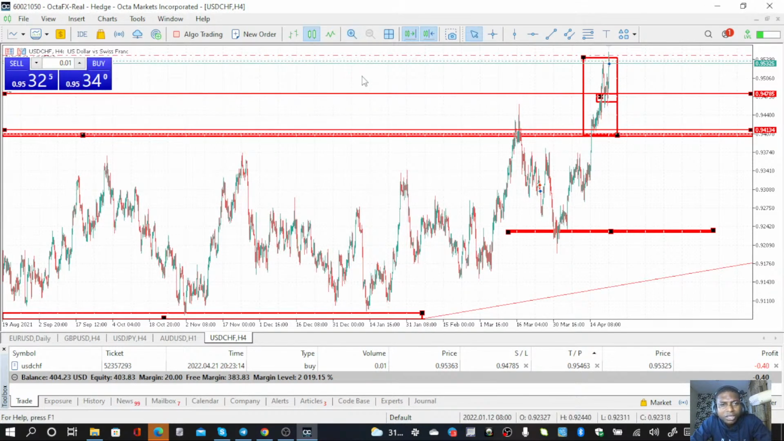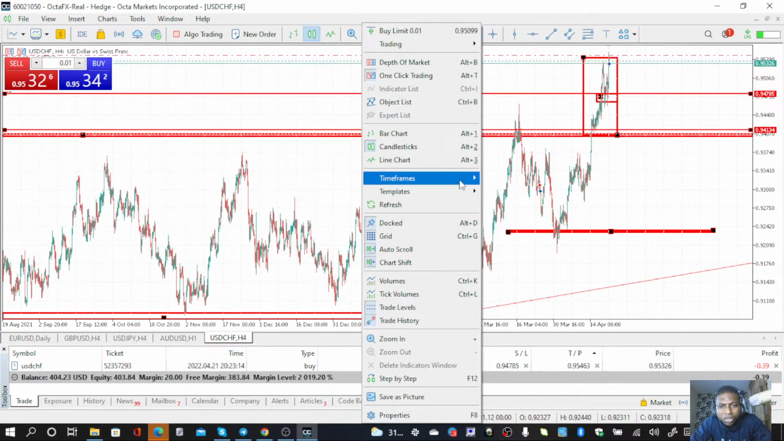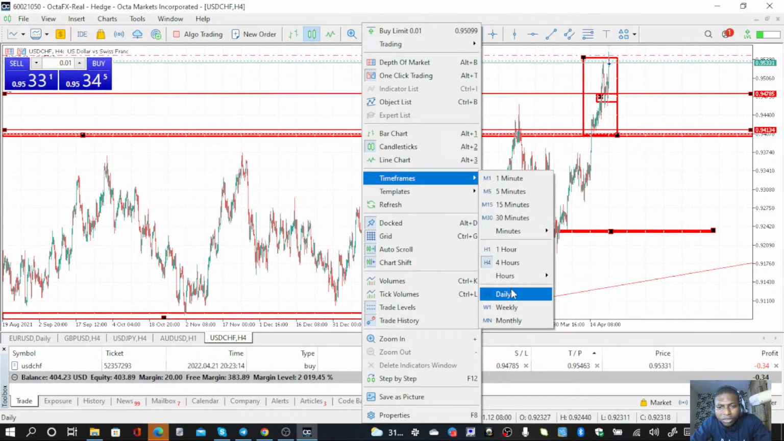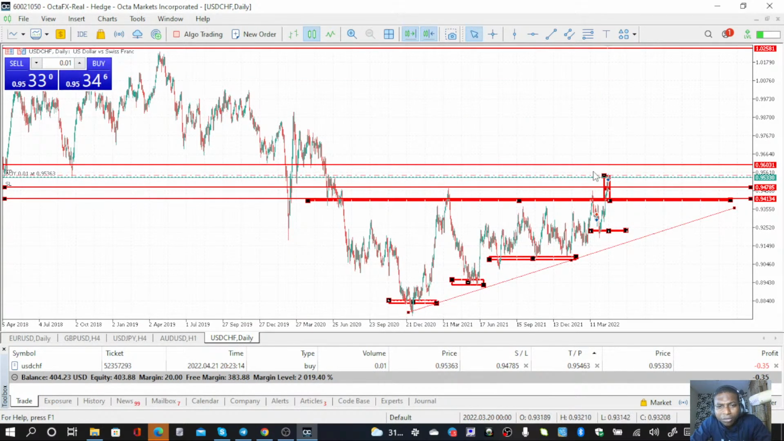I can increase my stop loss because I want to see more space. Let me go to the daily time frame. I'll put my take profit up here. Good.